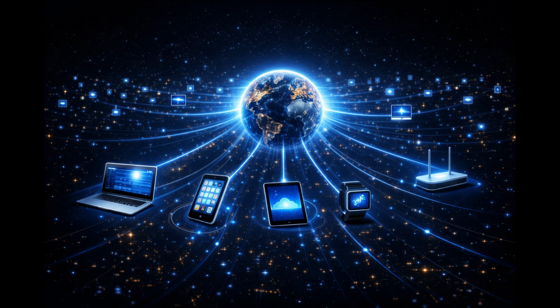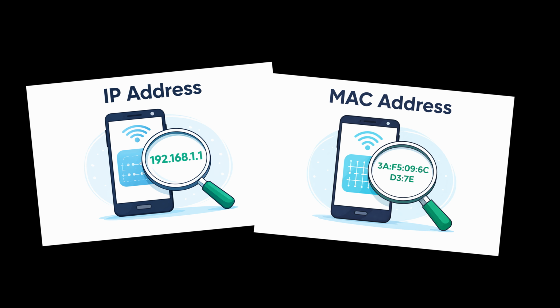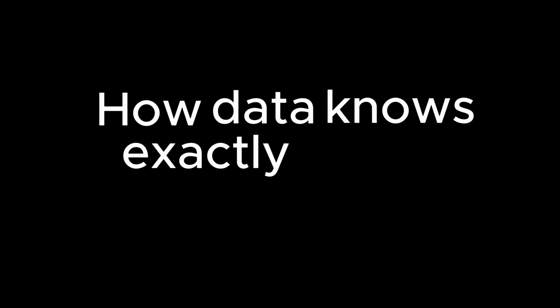But this raises an important question. If billions of devices are connected to the Internet, how do they actually find each other? How does your computer know where a server is located? The answer involves something called IP addresses and MAC addresses, which act like the unique identities of devices on the Internet. In the next video, we're going to explore how computers identify each other and how data knows exactly where it needs to go.